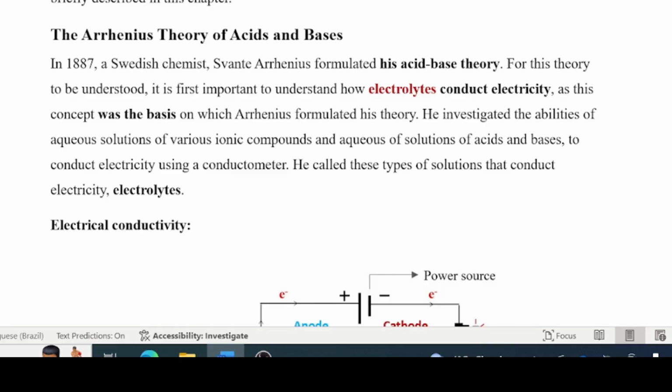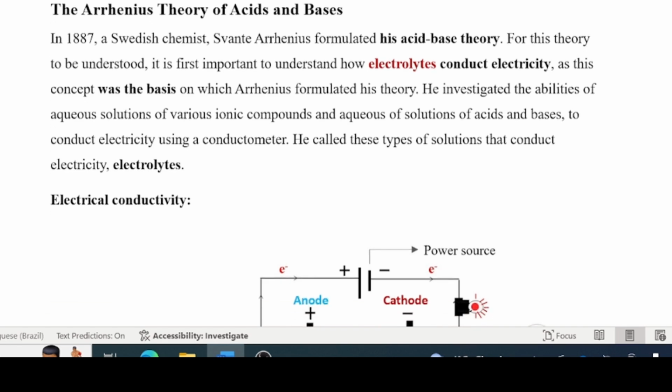For this theory to be understood, it's first important for us to understand how electrolytes conduct electricity, as this concept was the basis on which Arrhenius formulated his theory of acids and bases. He investigated the abilities of aqueous solutions of various ionic compounds and aqueous solutions of acids and bases to conduct electricity using a conductometer. He called these types of solutions that conduct electricity electrolytes.